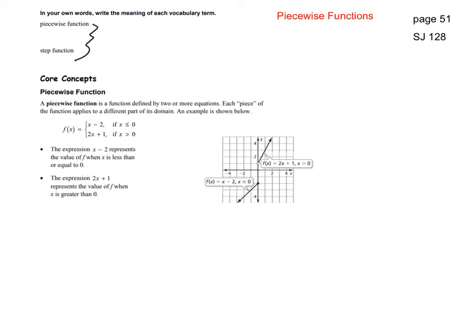And actually, if you look at this, both of these are lines. There's two pieces of a line. There's a piece of the line x minus 2 when x is less than or equal to 0. There's another piece of a line, 2x plus 1, when x is greater than 0. So you can look at that picture and see what we're going to be doing throughout this lesson.